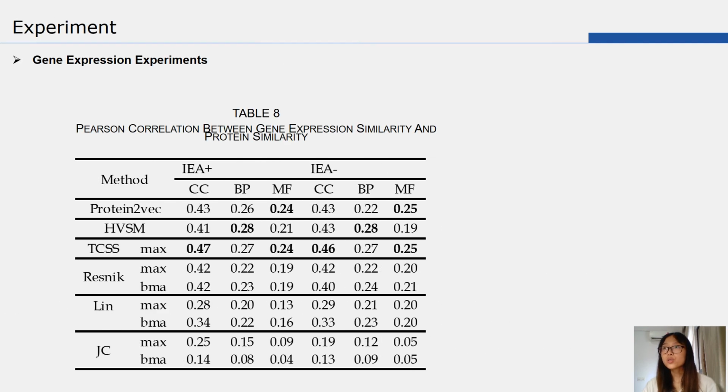We use the gene expression data to evaluate the semantic similarity. Table 8 shows the PCC between gene expression data and the semantic similarity scores from protein2vec and other methods. As seen in Table 8, the performance of CCSS is generally best, and our protein2vec model performs slightly less than it.